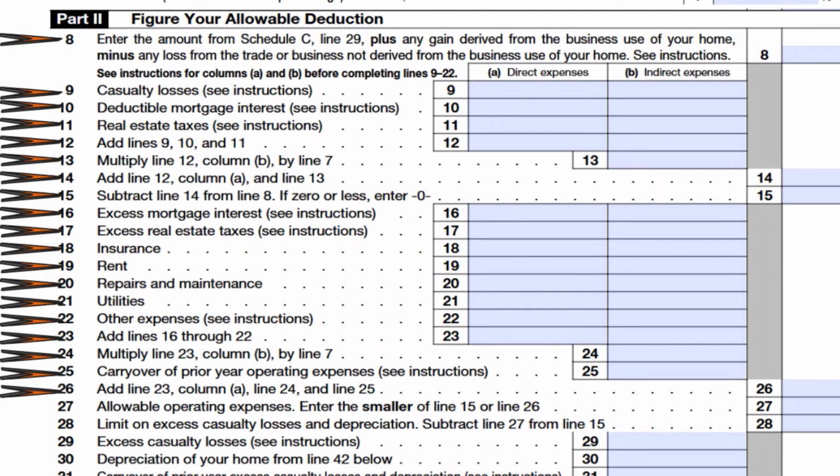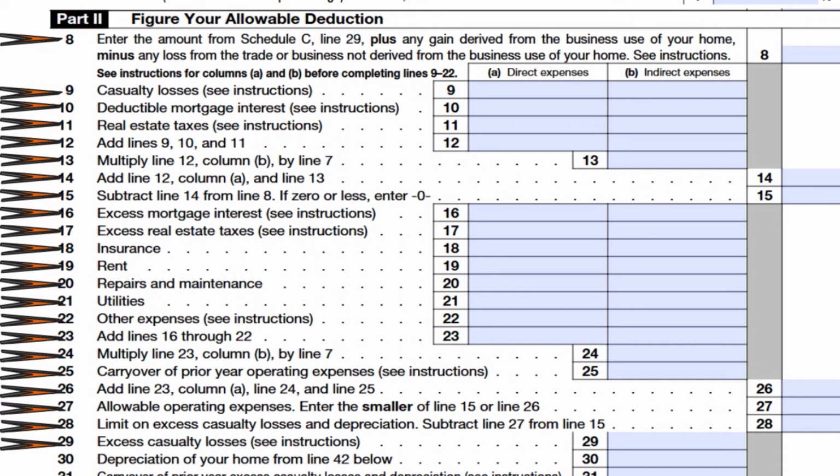On line 26, you want to add line 23A, line 24, and line 25. Very important. On line 27, you want to enter either the value of line 15 or 26, whichever is a smaller number. On line 28, subtract line 27 from line 15.